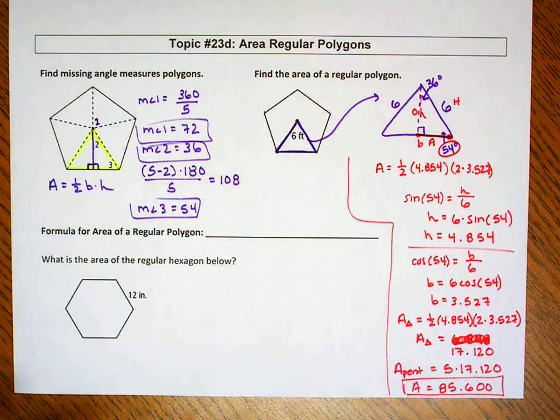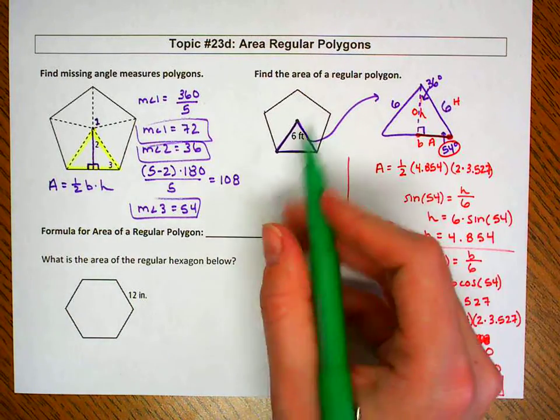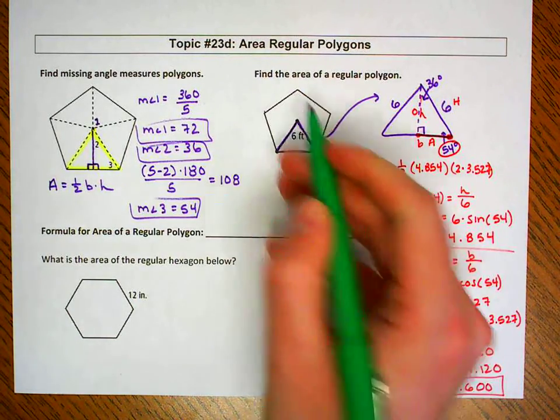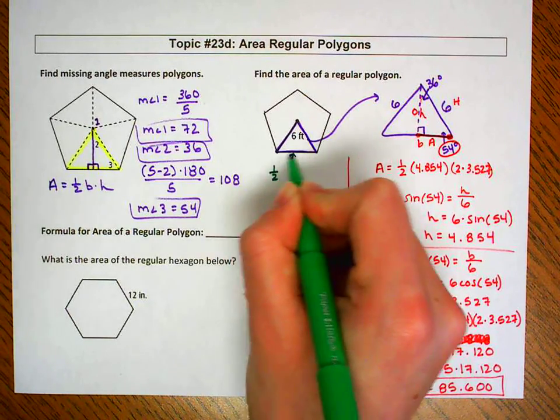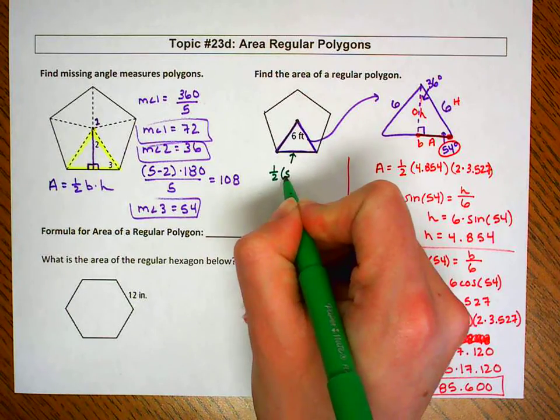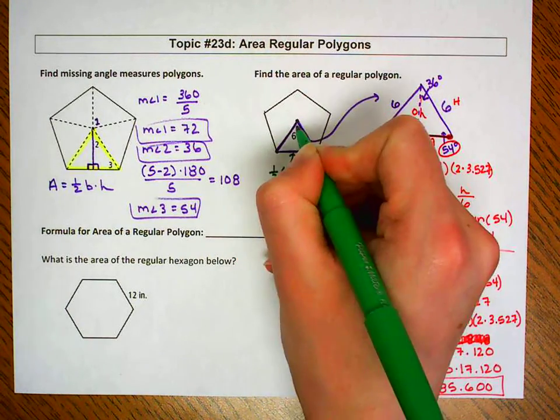Okay, well, that was a lot of work, wasn't it, to solve it that way the whole time? It turns out we actually have a simpler formula to help us solve the problem, and let me show you what that is. You'll notice that when I did the area, the area of this was 1 half the base. Now, this is really a side of the pentagon, so one of the sides, times the height.